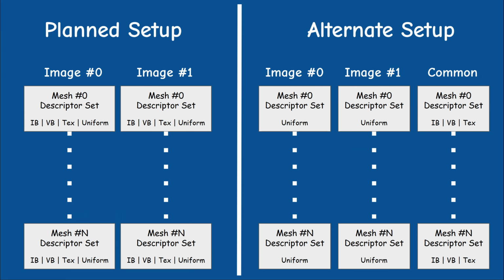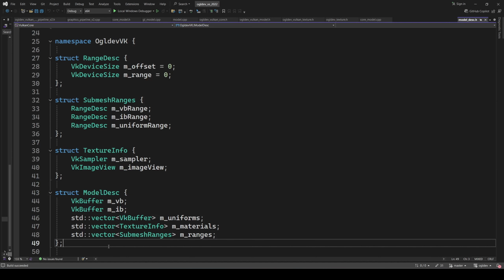You may argue that we can use the same vector of descriptor sets for the vertex and index buffer for all images, and you'd be right. But this will make the pipeline layout more complex, so I decided to handle all the resources in the same way. In order to get all this information into the descriptor sets, I created a structure called ModelDesc.